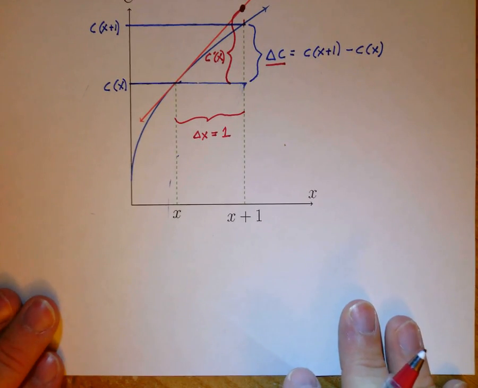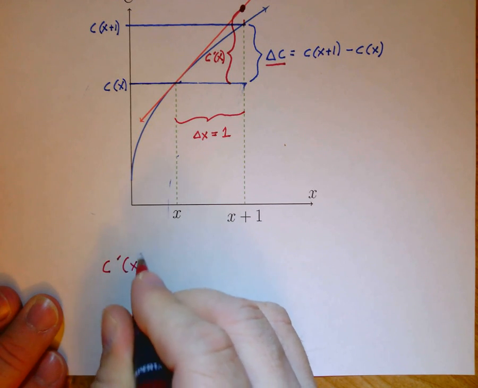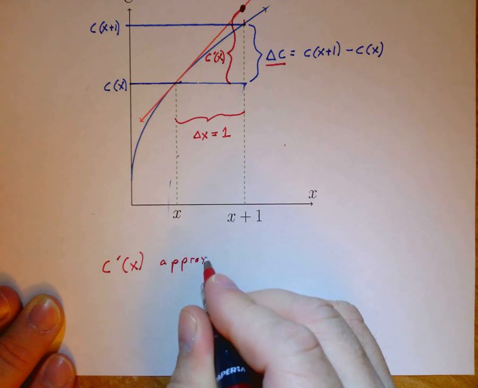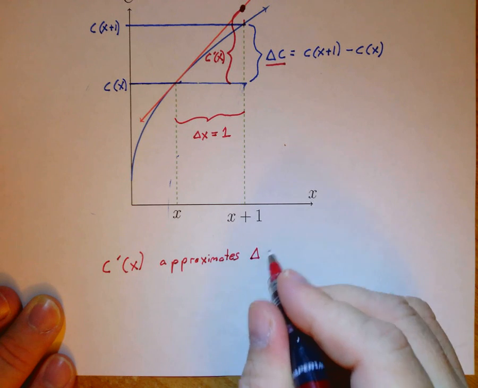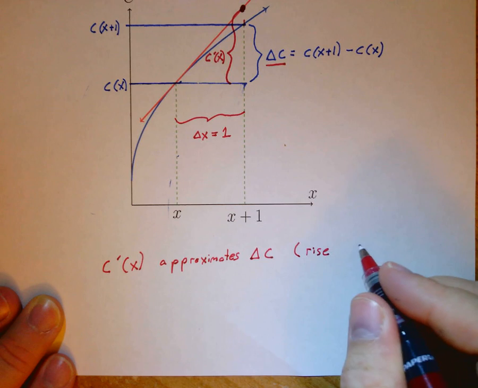Cool. So let me just make a note of that down here. C prime of x approximates the delta C, in other words, the rise along the curve.